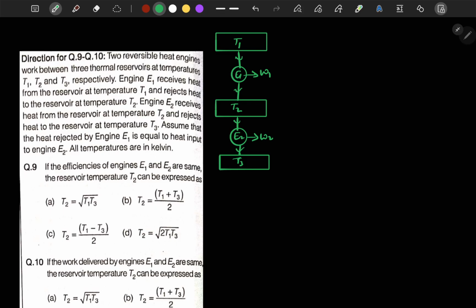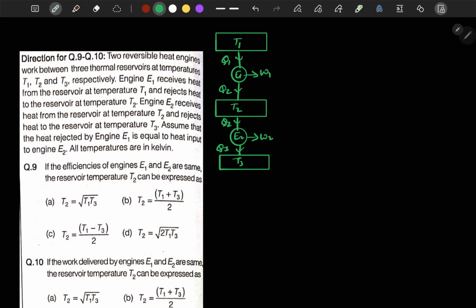Now it is mentioned that E2 receives heat and rejects the heat. Assume that the heat rejected by engine E1 is equal to the heat input to engine E2. So from here we can write Q1 is the heat received from T1 by E1, Q2 is the heat rejected, and this Q2 heat will be received by engine E2, and next Q3 heat will be rejected to T3.